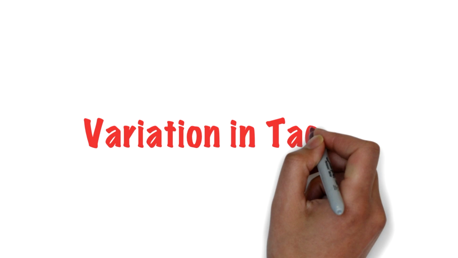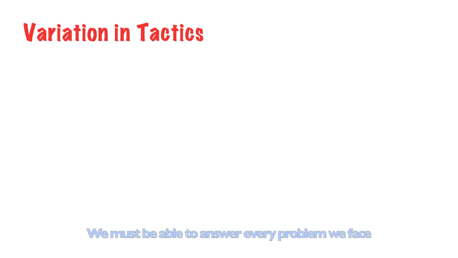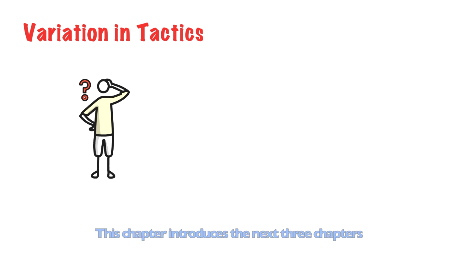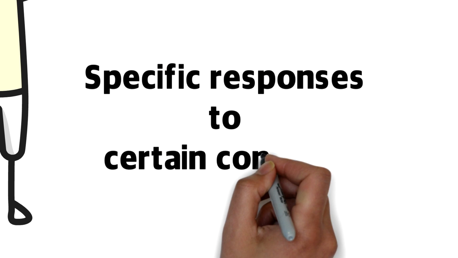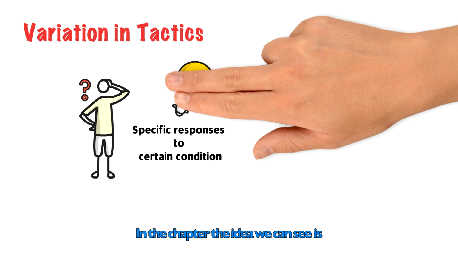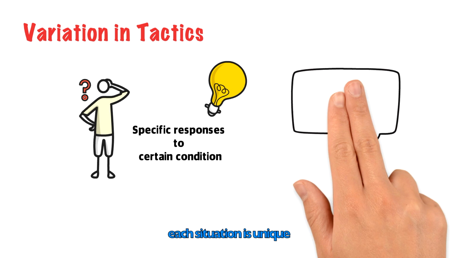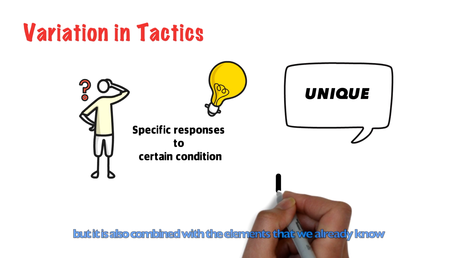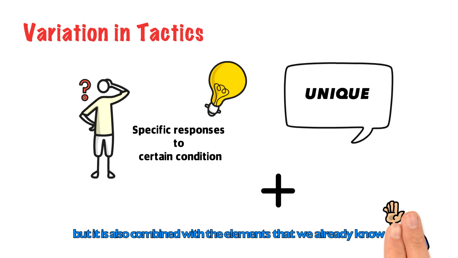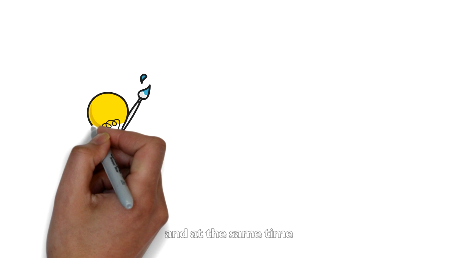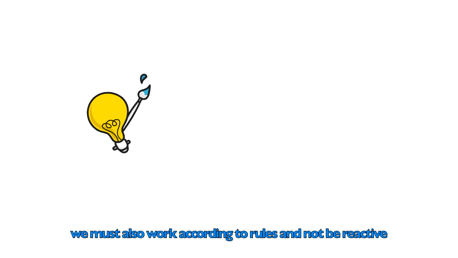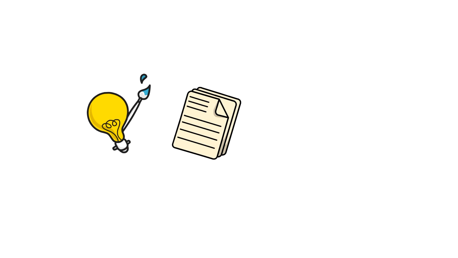Variation in tactics. We must be able to answer every problem we face. This chapter introduces the next 3 chapters. You will find specific responses to a certain condition. In the chapter, the idea we can see is that each situation is unique, but it is also combined with elements that we already know. We must be creative and flexible, and at the same time, we must also work according to the rules and not be reactive.